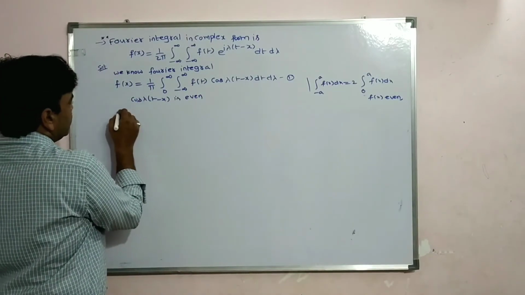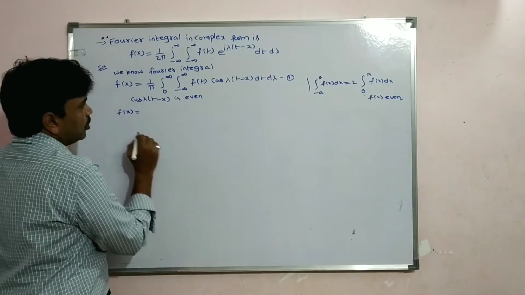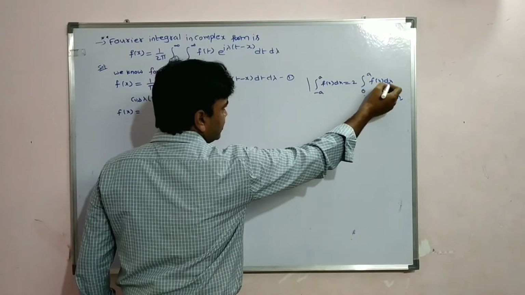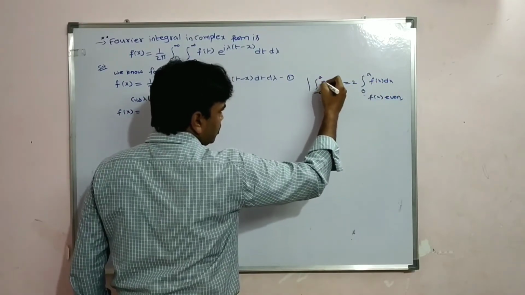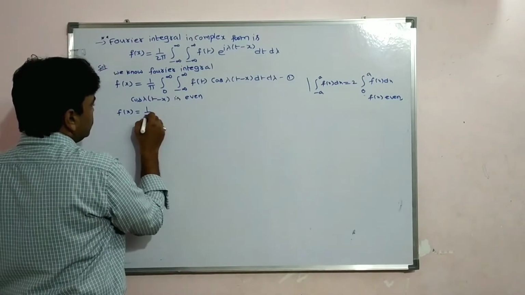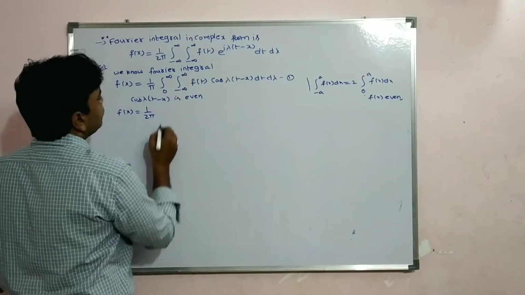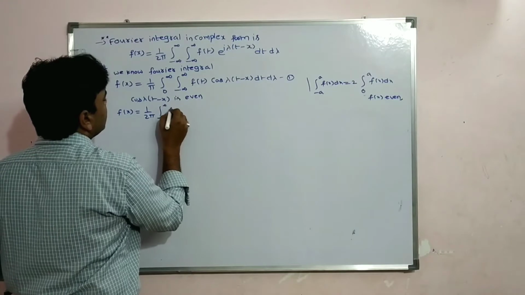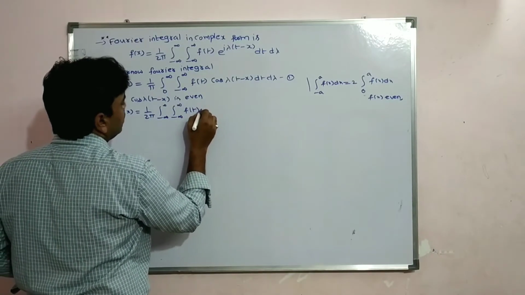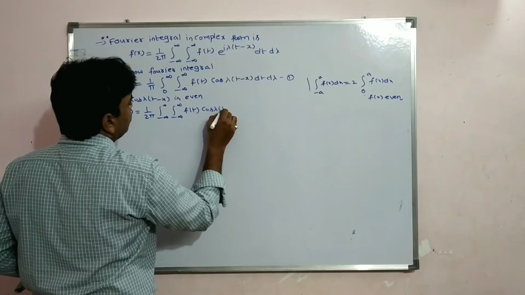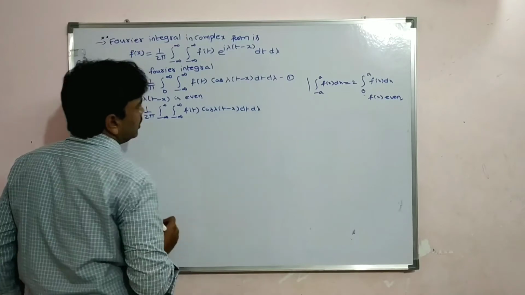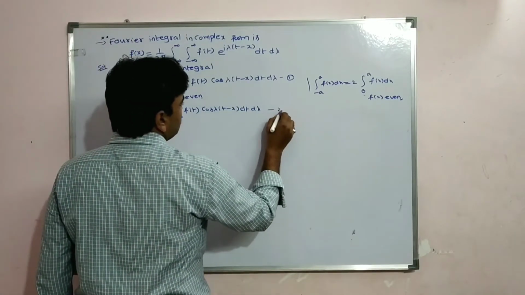So this can be written as: integral 0 to a of f of x dx can be written as 1 by 2 into integral minus a to a of f of x dx. So this can be written as 1 by 2 pi integral minus infinity to infinity, integral minus infinity to infinity, f of t cos lambda (t minus x) dt d lambda. So this is 2.